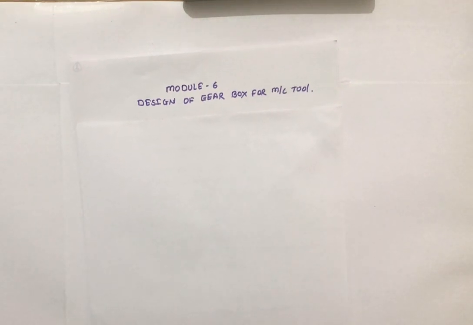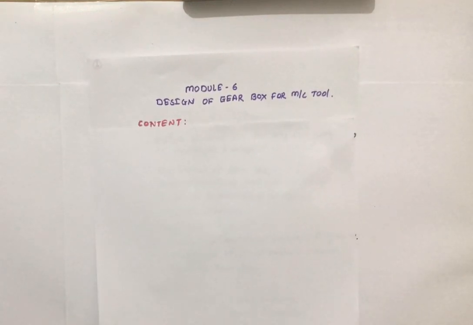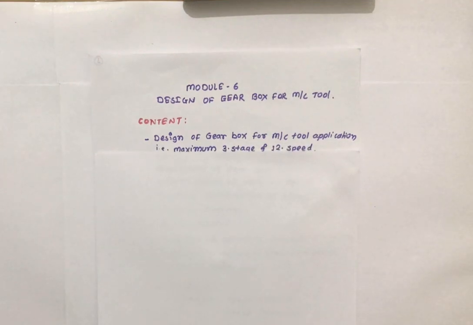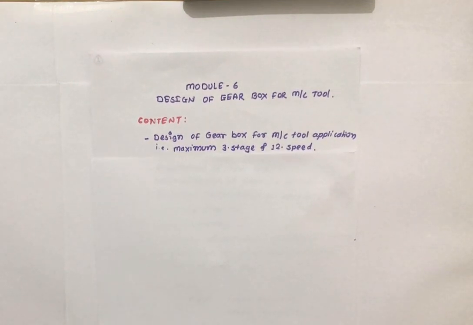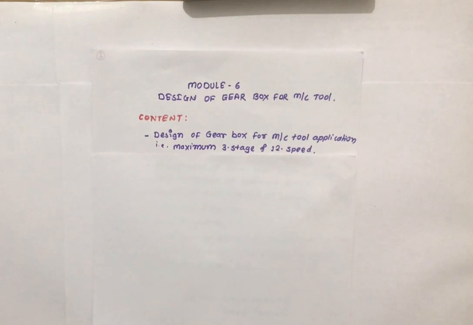Now we'll look at the next chapter, that is design of gearbox for machine tool applications. The contents that are going to be covered are design of gearbox for machine tool application, that is for a maximum of 3 stages and 12 speeds. 12 speed means it will become a 6 speed gearbox, 9 speed gearbox and 12 speed gearbox, and that will be limited to a maximum of 3 stages.